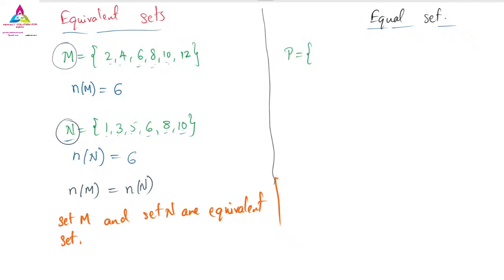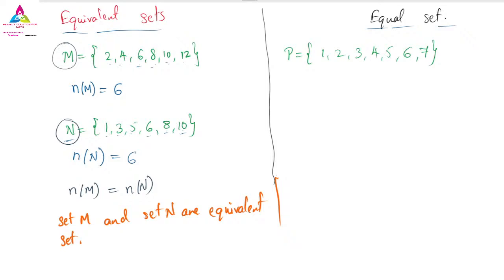I will take P, which can be any numbers. So I'm going to take the numbers 1, 2, 3, 4, 5, 6 and 7. These are the numbers I have taken as P. Here we are not supposed to look at the cardinal number; it is not the thing to consider here.